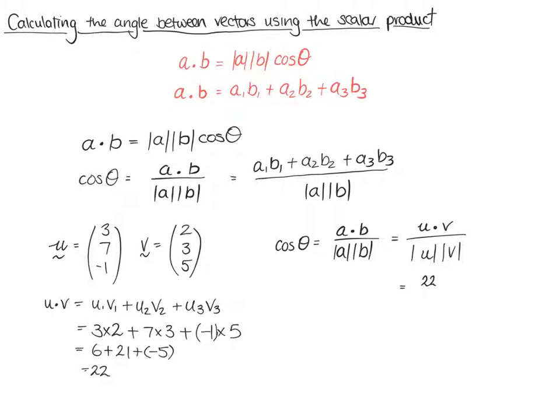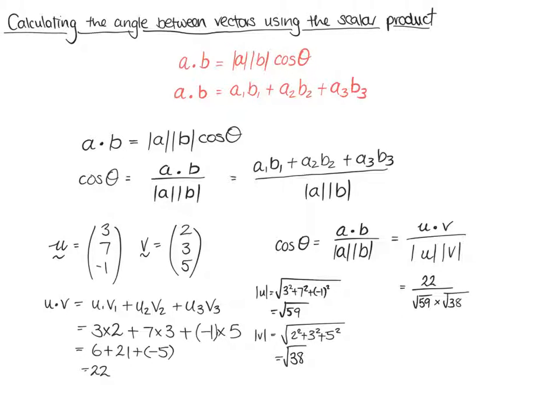Then on the bottom, we are finding our magnitudes. The magnitude of u is equal to the square root of 3 squared plus 7 squared plus minus 1 squared. This is a question where you would have a calculator. So we get the square root of 59. You can leave it as a surd, that's not a problem. The magnitude of v is equal to the square root of 2 squared plus 3 squared plus 5 squared, which is 38, so we get the square root of 38. So we get 22 over the square root of 59 times the square root of 38.